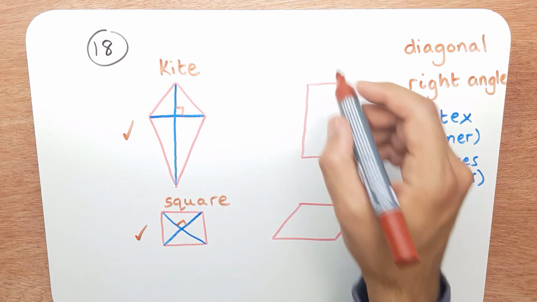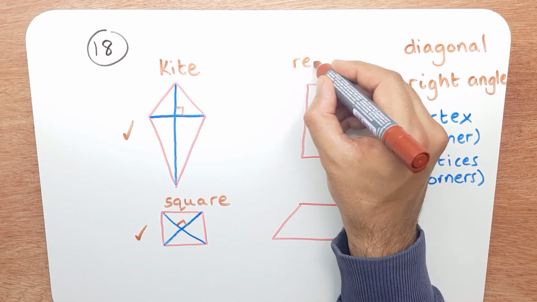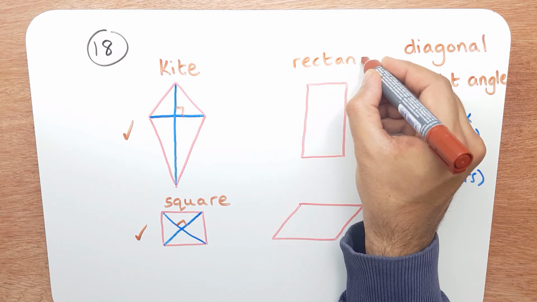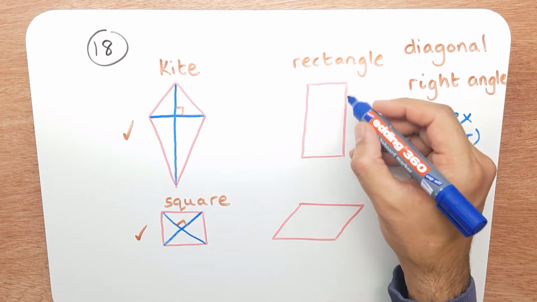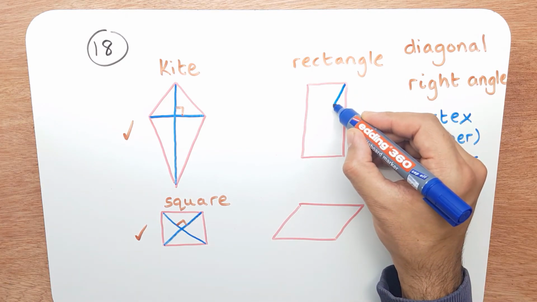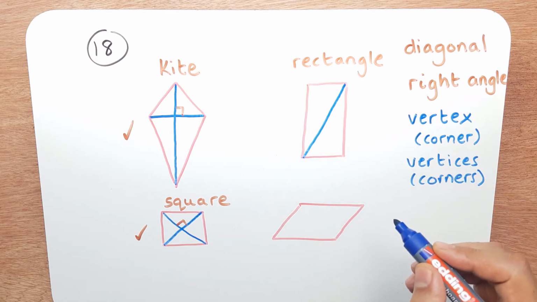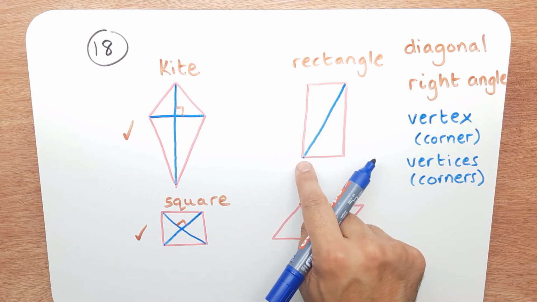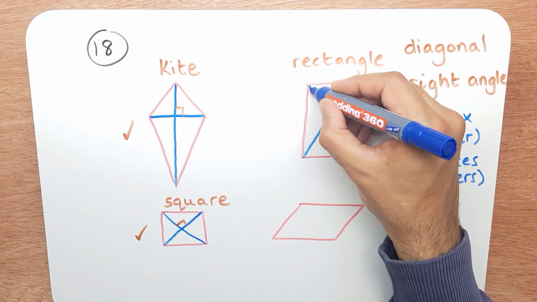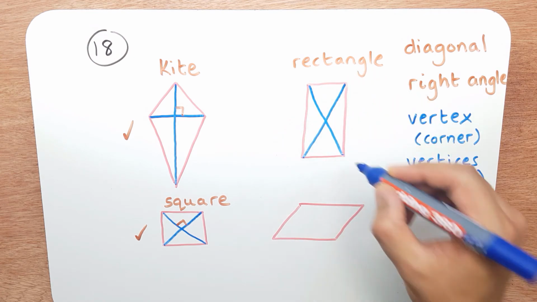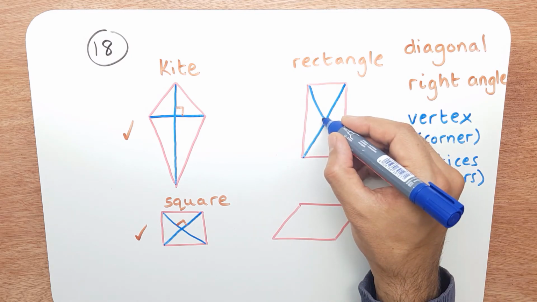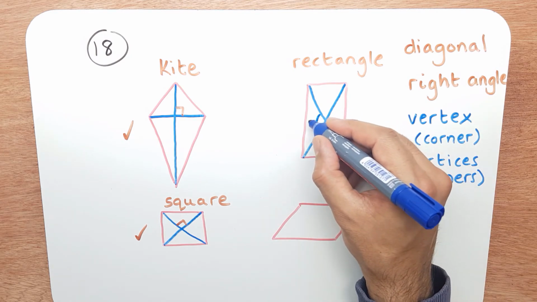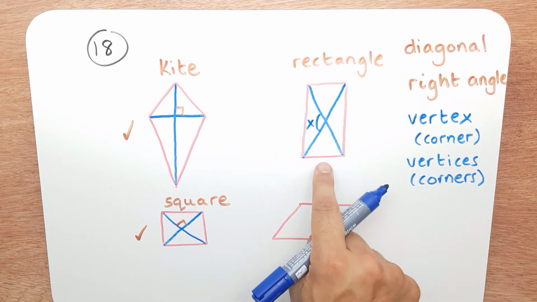Now this here is a rectangle, so let's write that down, rectangle. And let's draw the diagonals. That's your first diagonal. It goes from this vertex to this vertex. And same thing there, it goes from this vertex to this vertex. It joins these two vertices. And if I look carefully, that is not a right angle. So I won't tick that one.